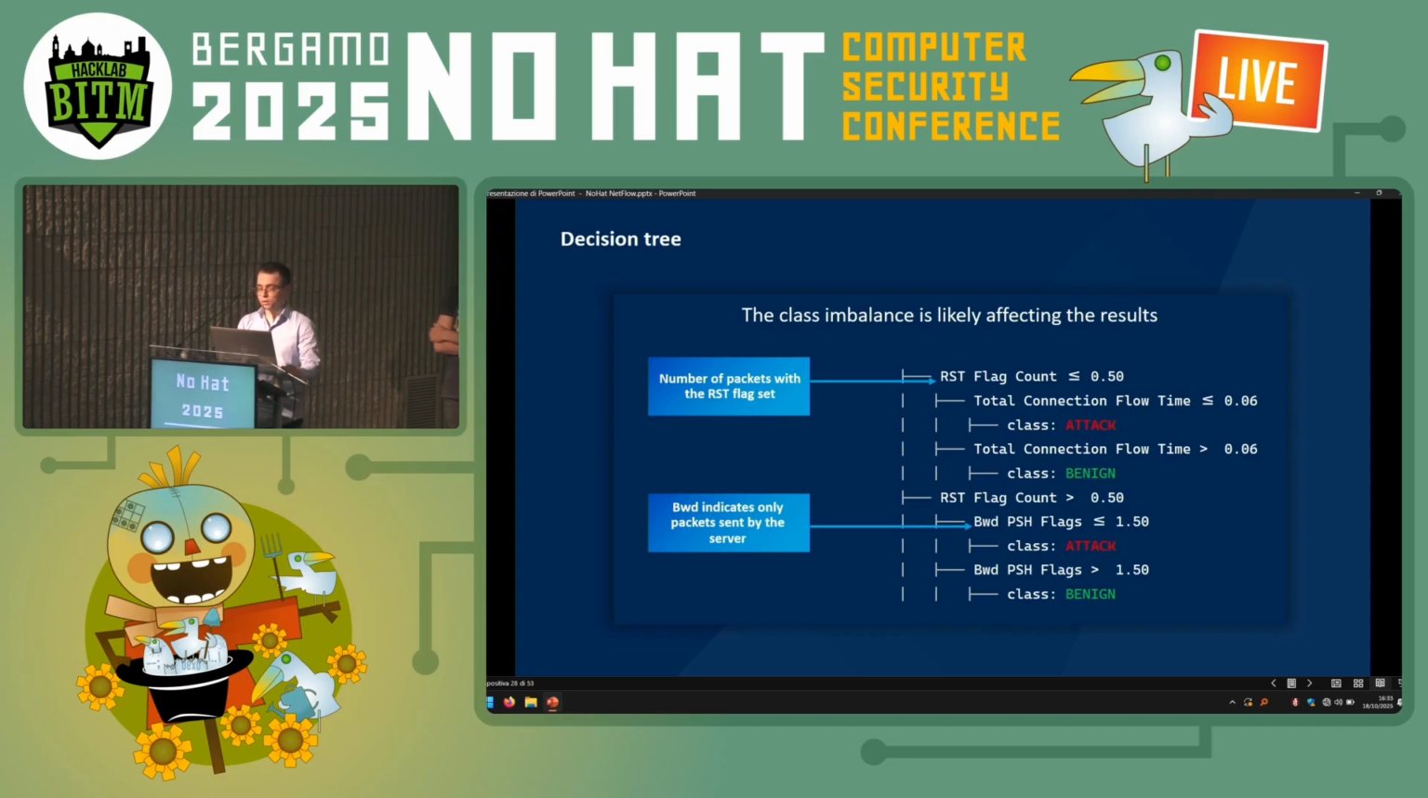On the other hand, if the reset flag count is greater than 0, then we look at the backward push flags, where backward indicates only packets sent by the server. So this is very strange, and we believe that here the class imbalance is likely affecting the results.